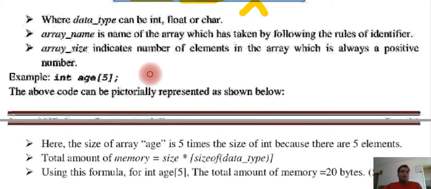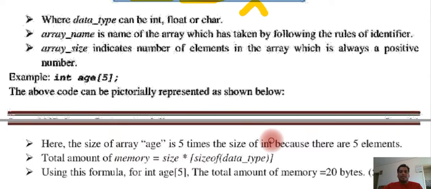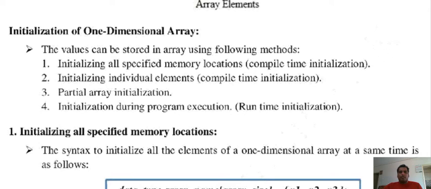Now just see the example. I think you already understood what I told: int age of 5 is a declaration of the array. Here the size of age is 5, which means 5 values you can store inside the array. That is the main concept.